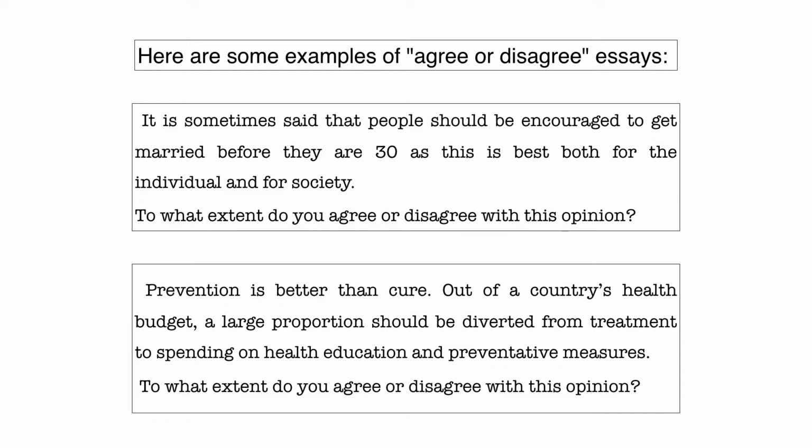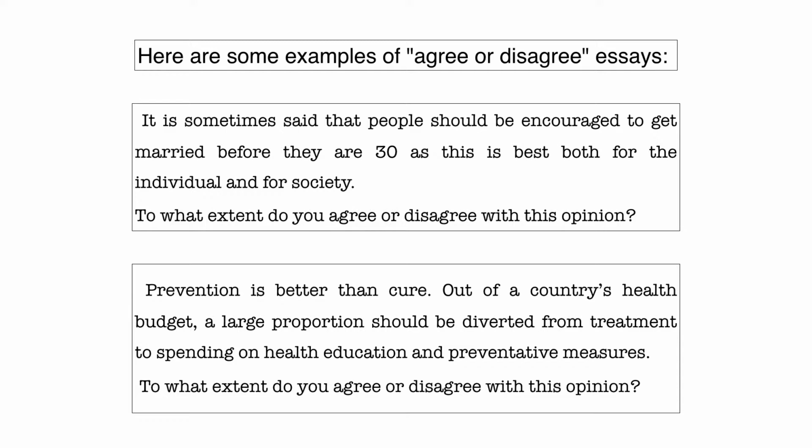Basically, there are 3 steps involved in the planning process. First, you have to decide whether you agree or disagree with the statement. Then, you have to come up with 3 reasons to support your point of view. Then, you have to think about examples to illustrate these ideas.